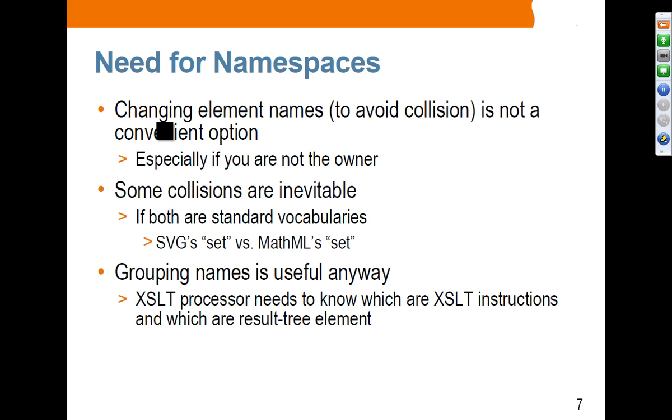And grouping names is useful anyway. For example, an XSLT processor needs to know which are the XSLT instructions and which are result tree elements. So don't worry about these things. We are going to actually talk about XSLT in detail later on. So in general, grouping names is useful anyway. In the same way, grouping Java classes into a package is useful. So pretty much for the same reason that we have packaging in Java, we have the same need for XML.